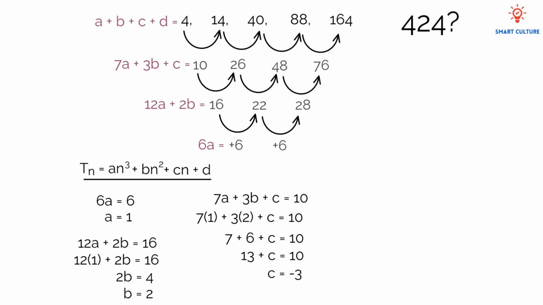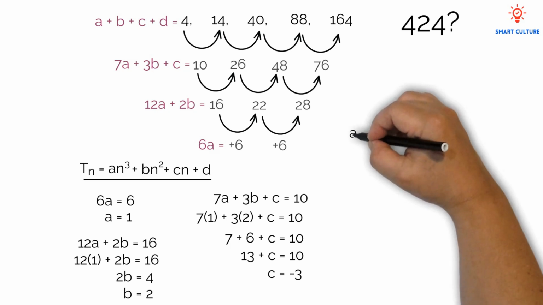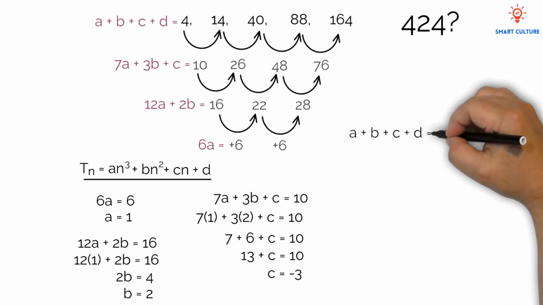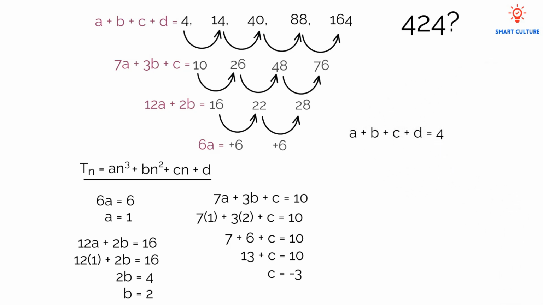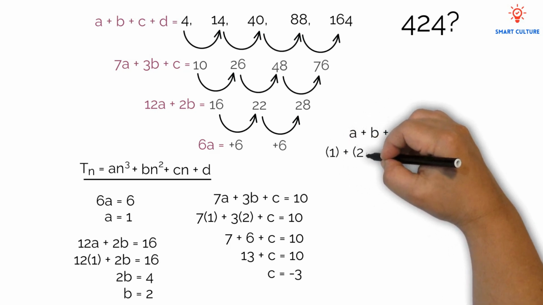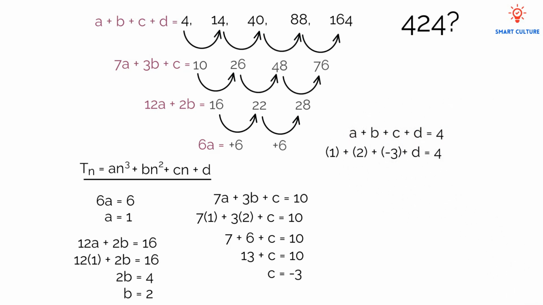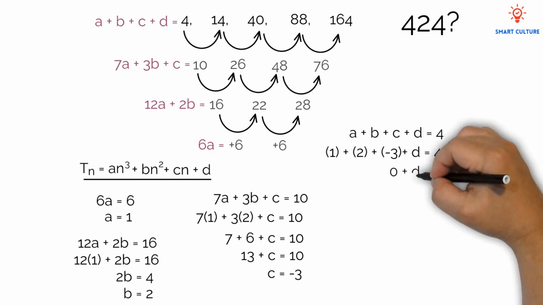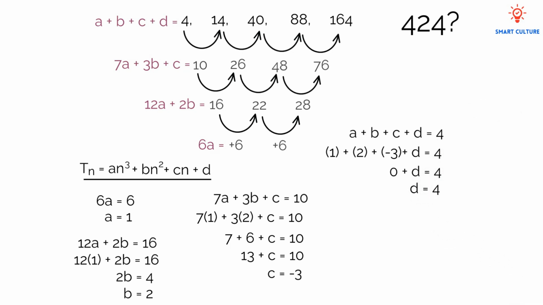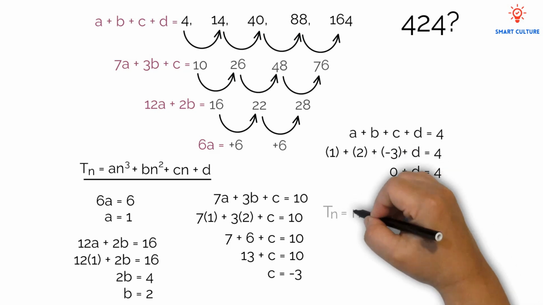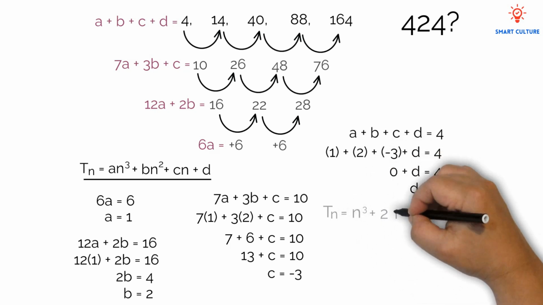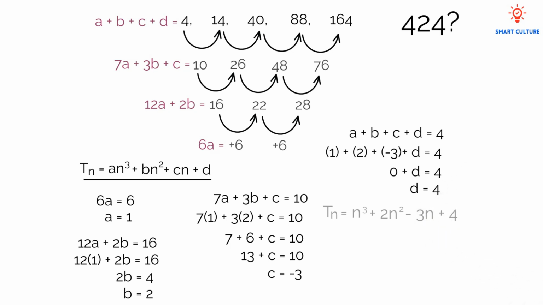Lastly, we want to determine the value for d. Now we know that a plus b plus c plus d is equal to the first term. We know that a is equal to 1, b is equal to 2, c is equal to -3. So a plus b plus c plus d is equal to 4. 1 plus 2 minus 3 is equal to 0. So that means d is equal to 4. Now that we have the values for a, b, c, and d, we can just sub these values into the cubic sequence formula. an cubed plus bn squared plus cn plus d. So it will be n cubed plus 2n squared minus 3n plus 4. Now remember, we want to determine the position of 424.